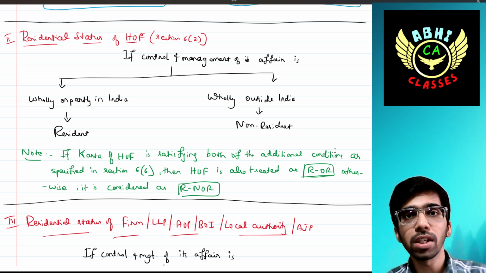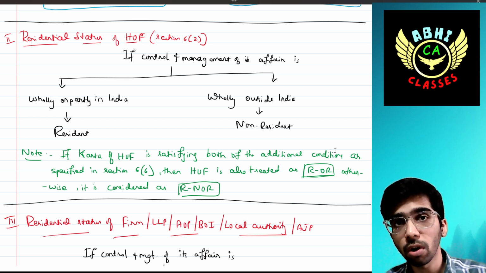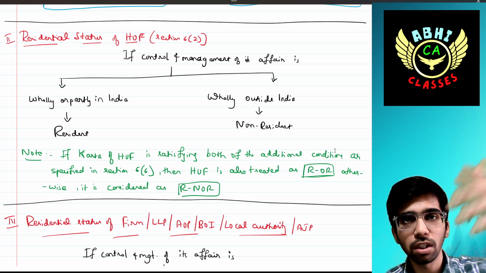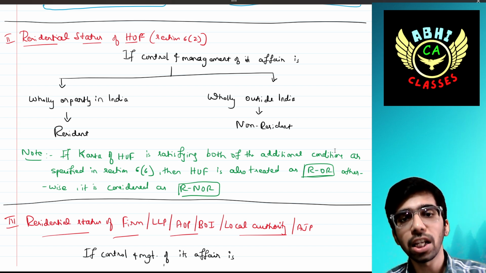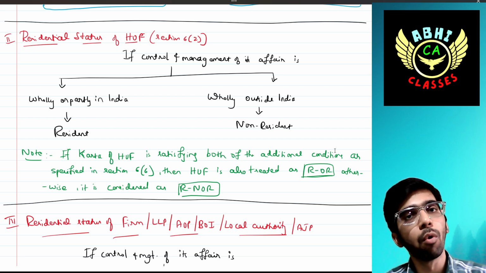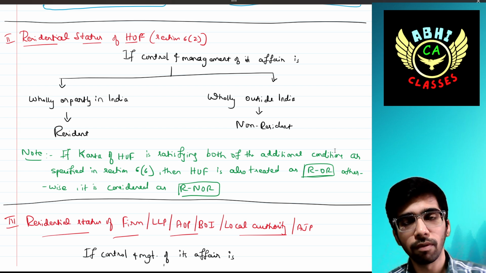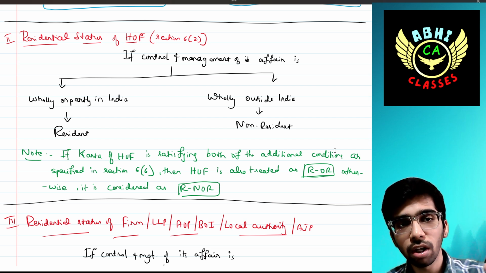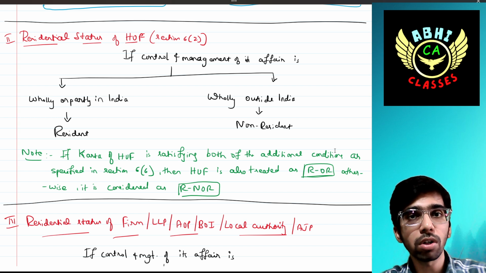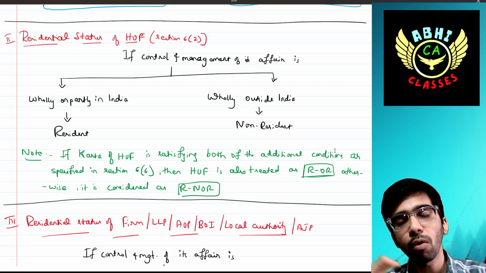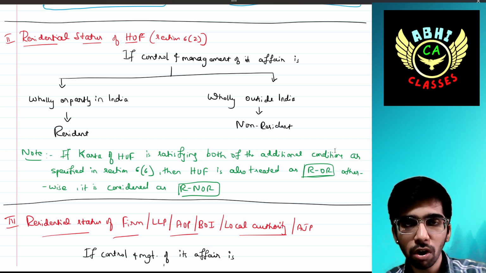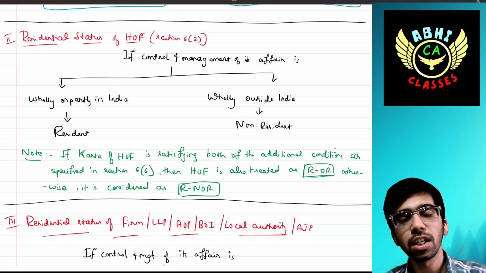But how to compute whether it is resident and ordinarily resident or resident but not ordinarily resident? It depends on the residential status of the Karta, that is the head of the HUF. We have discussed it in the basic chapter. If the Karta of the HUF satisfies both of the additional conditions, then the HUF is also considered ROR. Otherwise, RNOR. This is seen only if control and management is wholly or partly in India. If it is wholly outside India, then ROR and RNOR should not be seen.